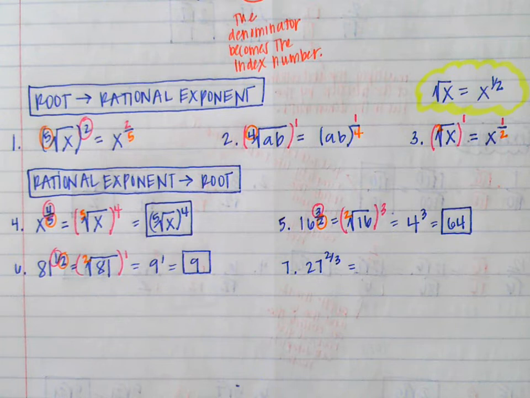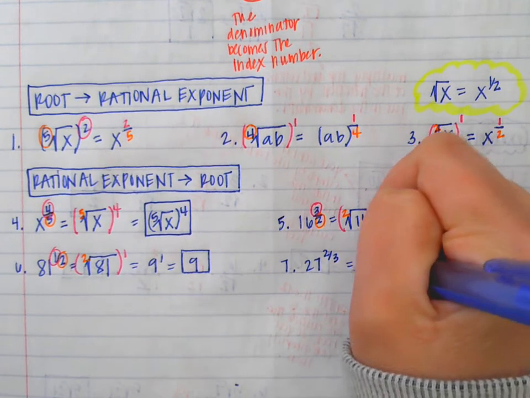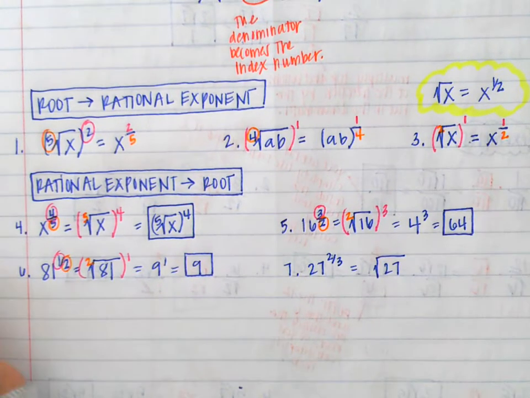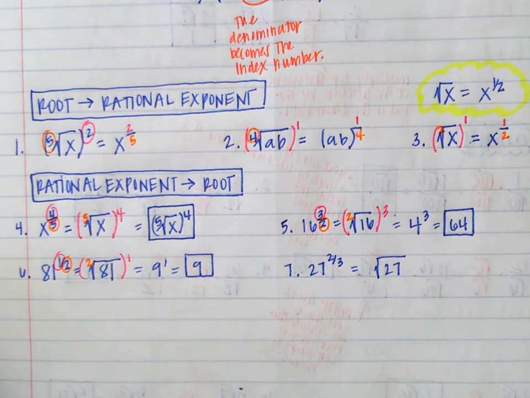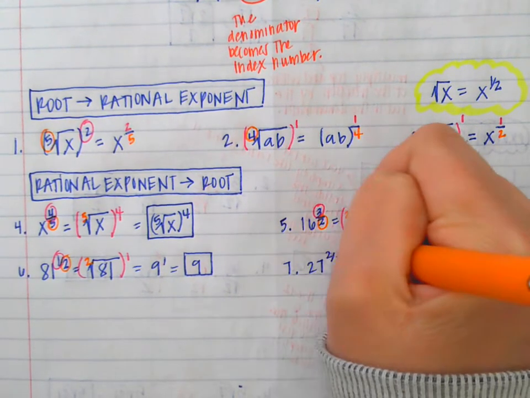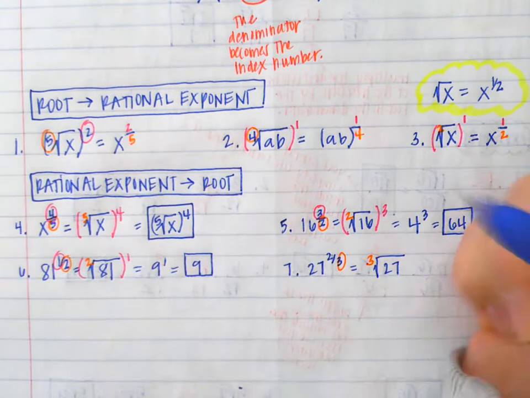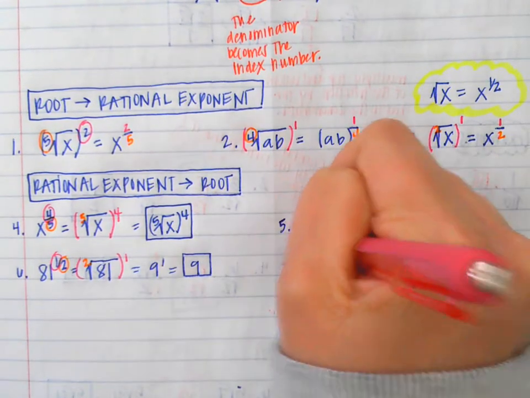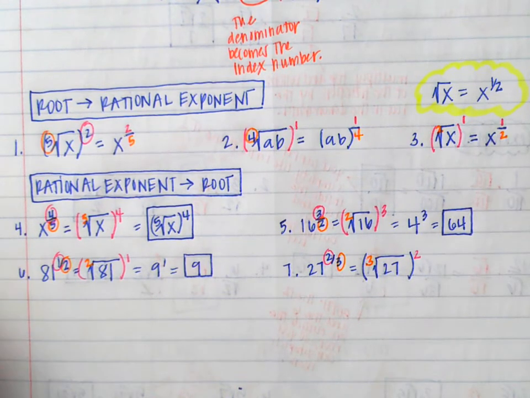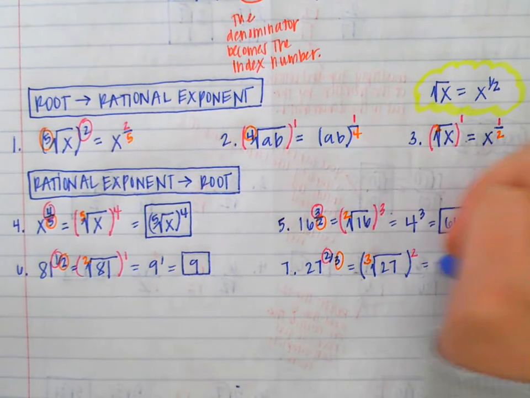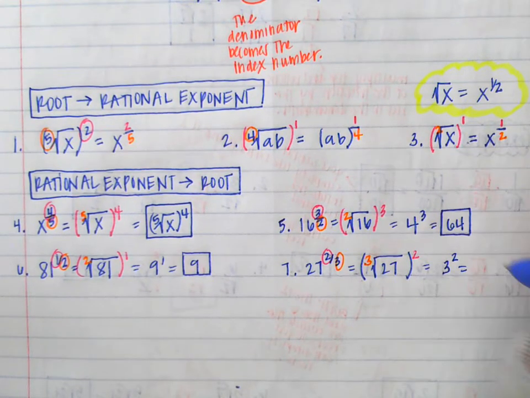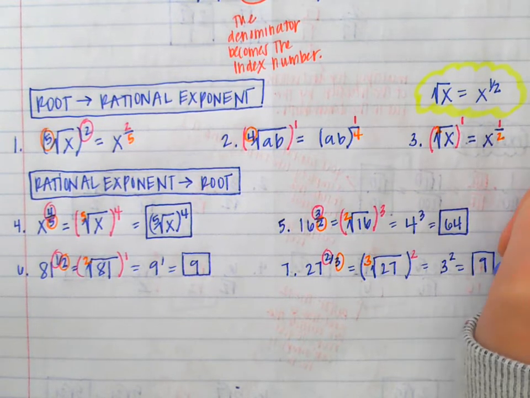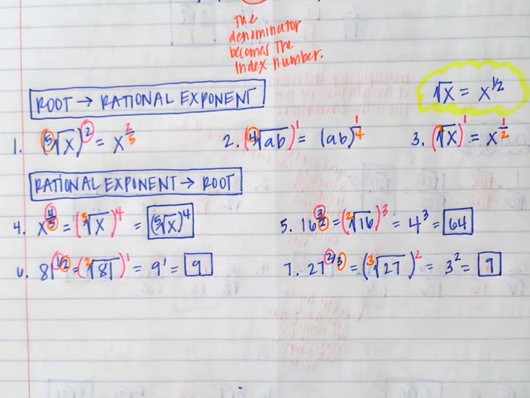Okay, so you should be checking your work. What's inside the root is 27. And remember, the denominator, the 3, is my index number. So we're thinking, what's the cube root of 27? And then we're going to raise it to my exponent, which is 2. So what is the cube root of 27? Well, the cube root of 27 is 3. And then 3 squared is 9. And that's my final answer.